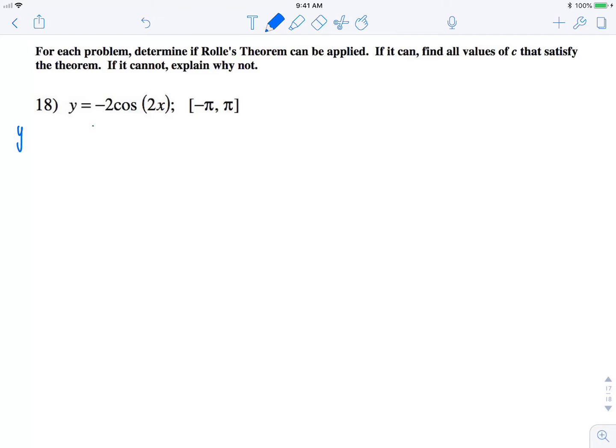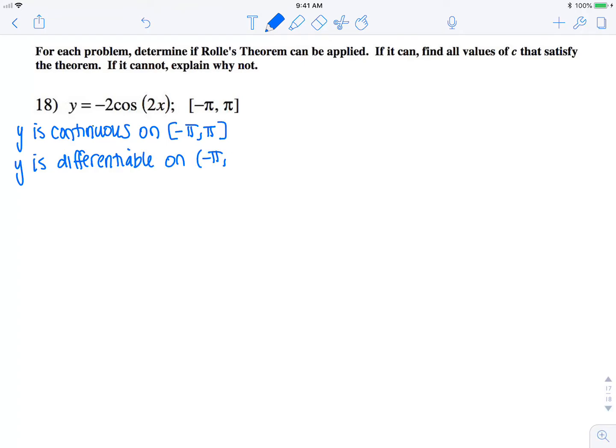So remember, Rolle's theorem has the same hypothesis as the mean value theorem. So first we have to state y is continuous on the closed interval negative pi to pi, and we know so because it's a trig function. Y is differentiable on the open interval negative pi to pi because it's a smooth trig curve. So now the extra hypothesis is checking the endpoints.